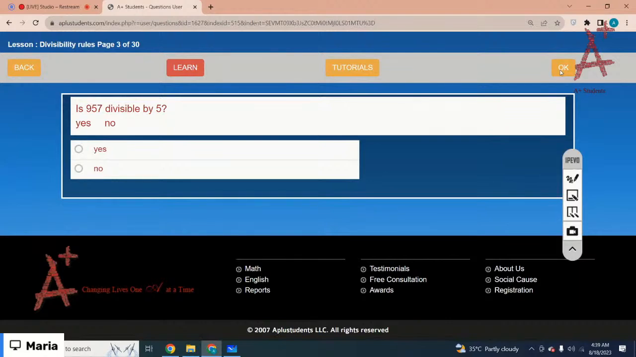Is 957 divisible by 5? No. The divisibility rule for 5 is very easy: if you have 5 or 0 at the ones place, either 5 or 0, that means the number is divisible by 5. Here the ones digit is 7, so the correct option is no.